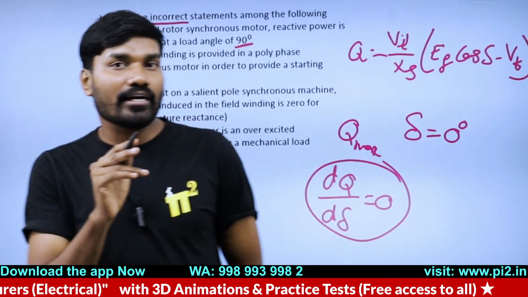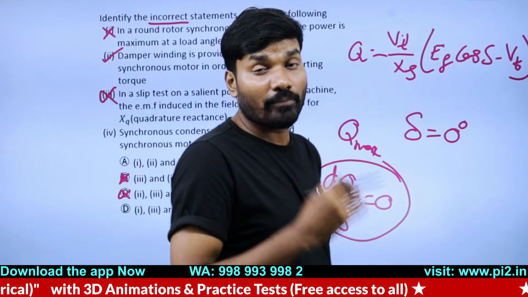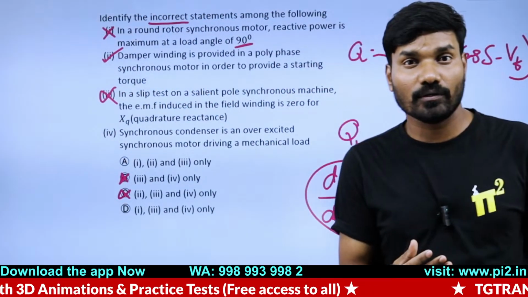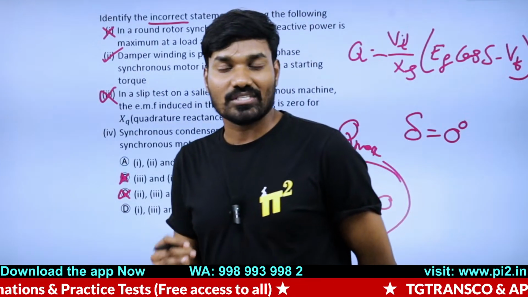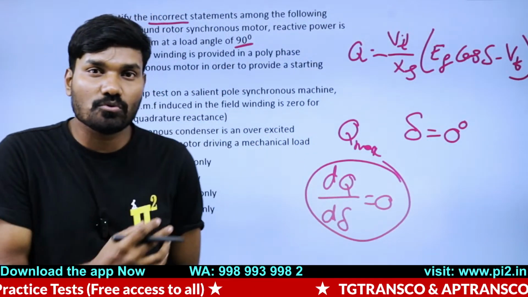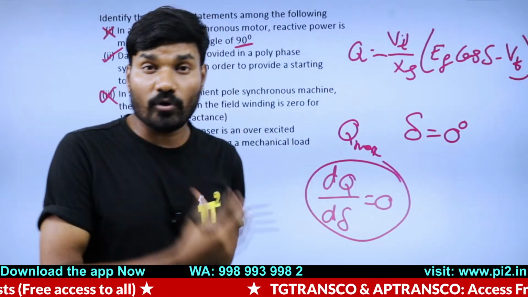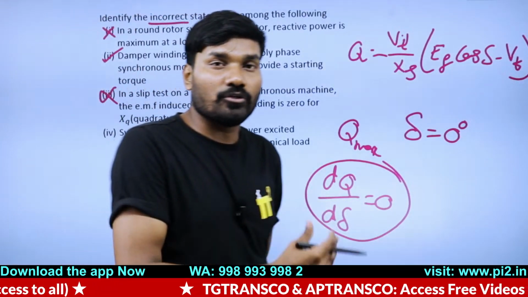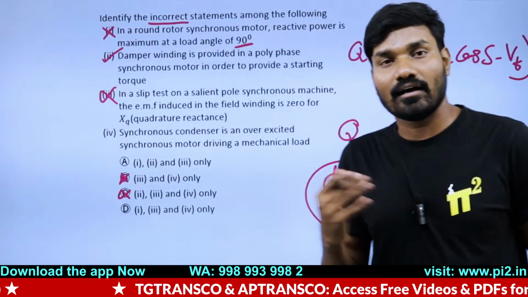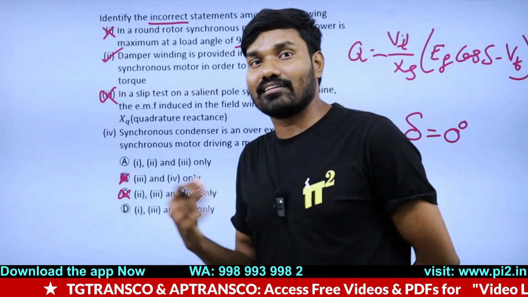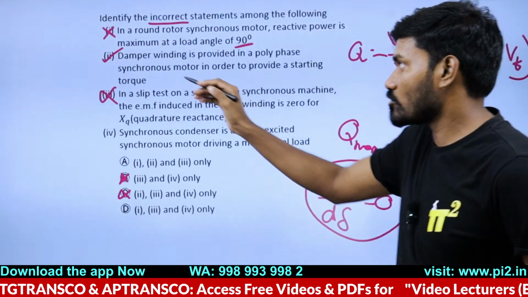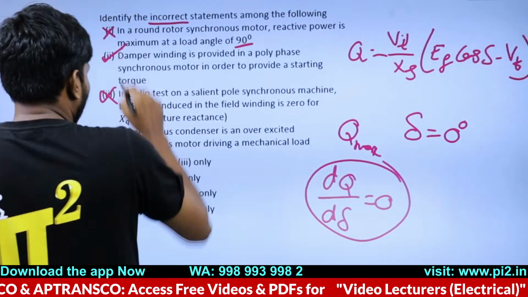Hunting phenomena, it will reduce. It will also produce starting torque, because we know in case of a synchronous motor, starting torque is 0. You have to use an external motor, a pony motor. We'll have to use an external DC motor to start the synchronous motor, but the damper winding is there to start it. So this is a correct statement.